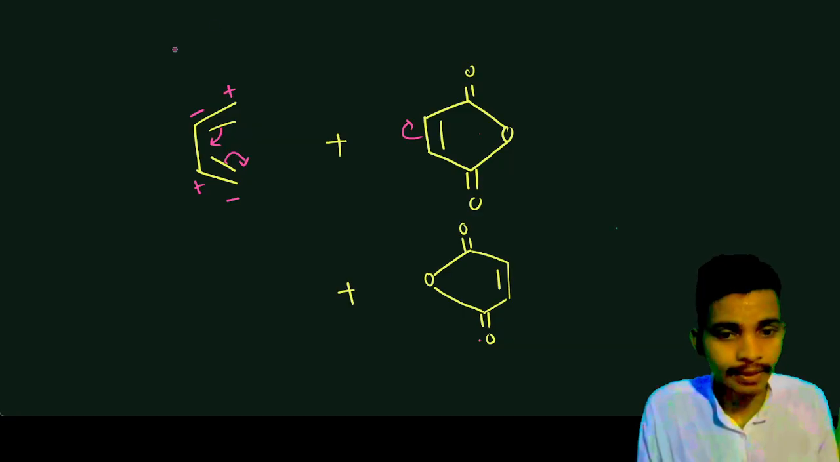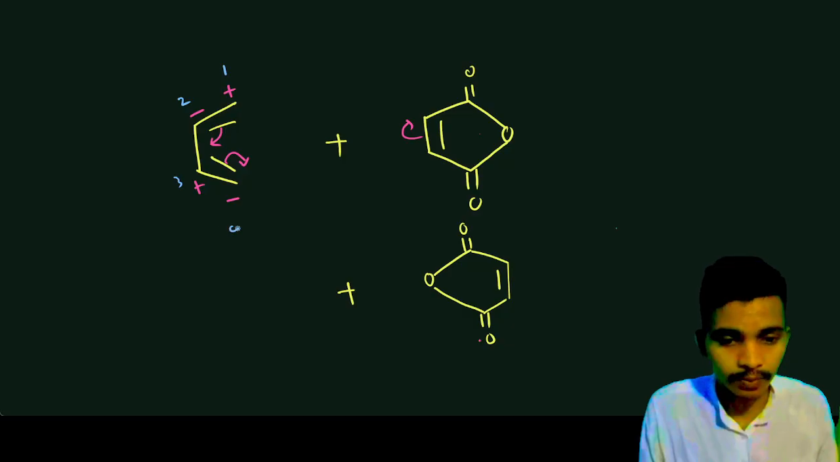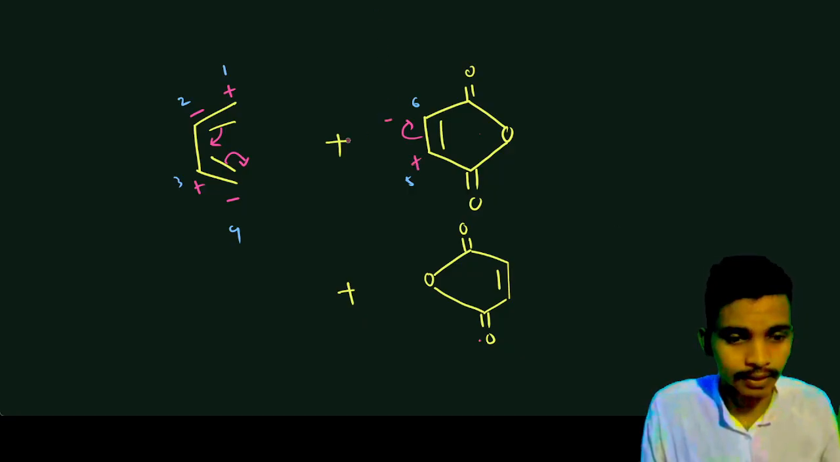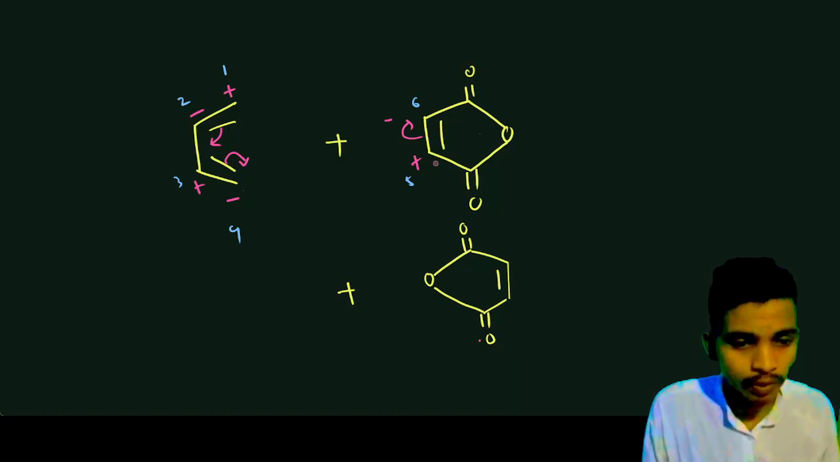And if I mark here, let's say this is 1, this is 2, this is 3, this is 4, this is 5, and this is 6. Let's say this is positive and this is negative, then the bond formation is happening at 1 and 6, and 4 and 5.